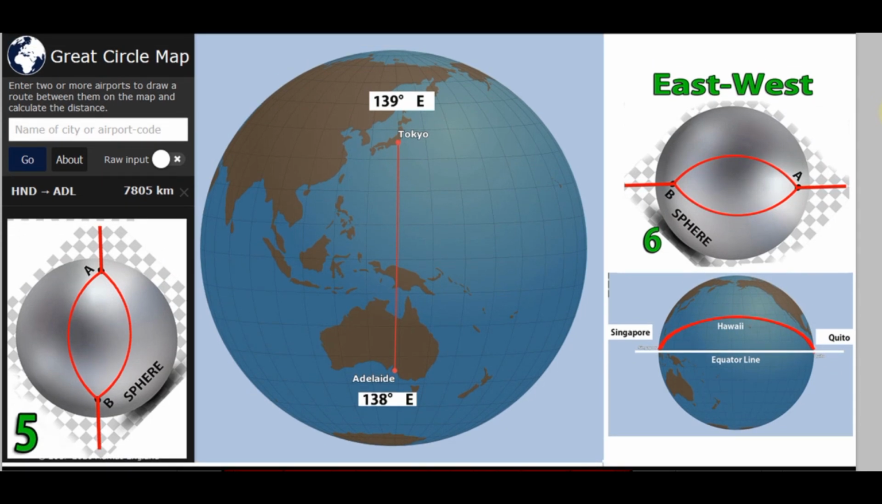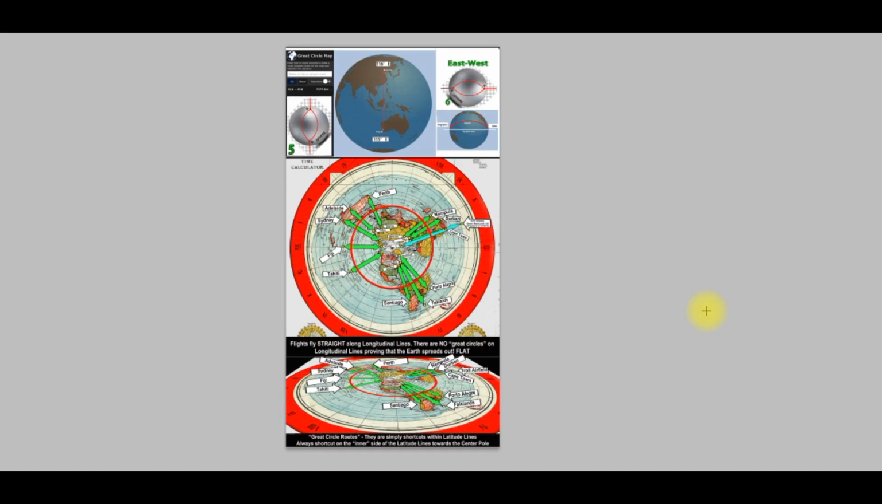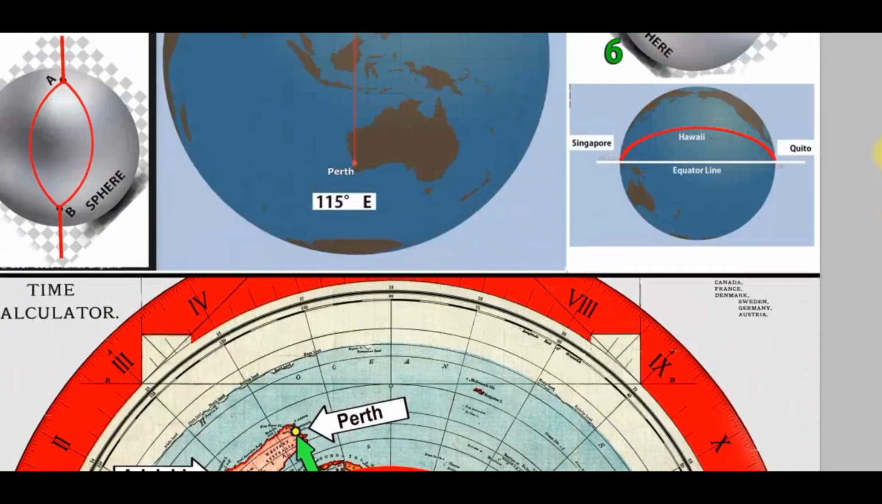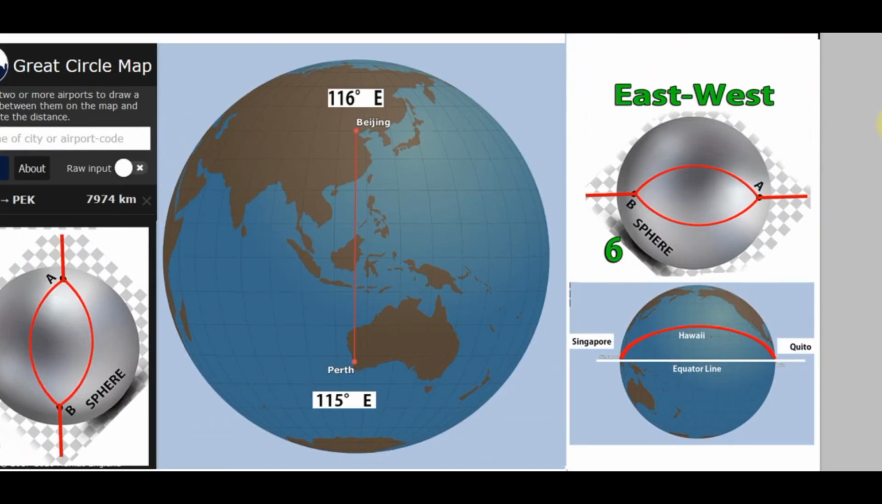Let's move on to number 2. I decided to include this flight out of a comment. The lady was telling me she flew from Perth to Shanghai. Here is another flight from Perth to Beijing, 116 east. Perth, 115, is pretty straight, going from north to south. Where is the great circle here? It won't happen. It doesn't happen.